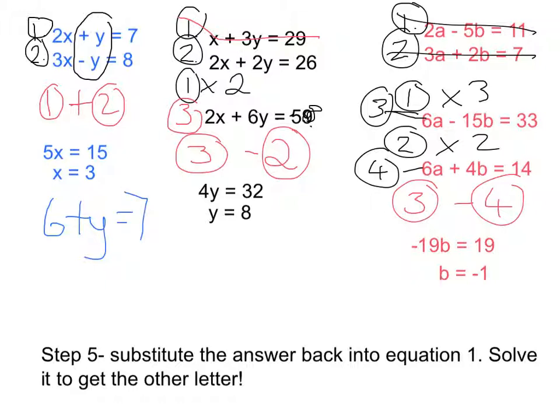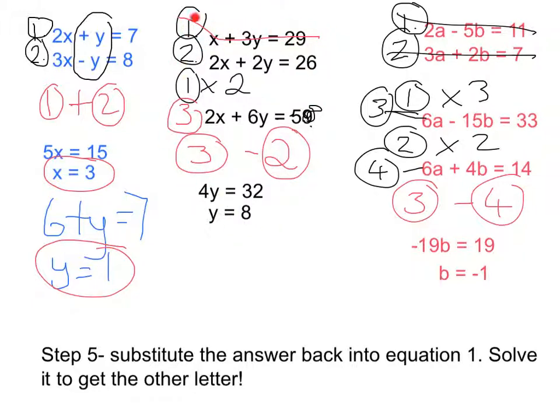Now I've got that, I can work out y. I can take 6 away from both sides, which is going to give me y equals 1. So now I've got both my letters. I've got x equals 3 and y equals 1. So that's my answer.